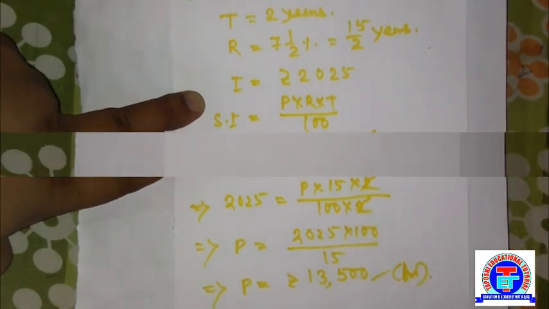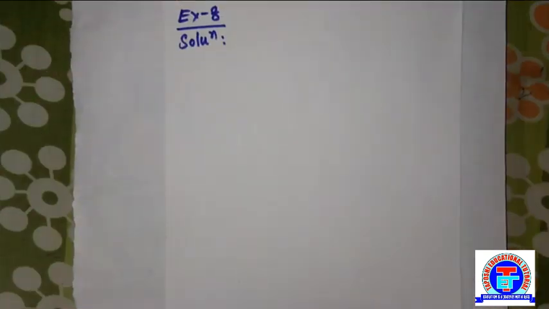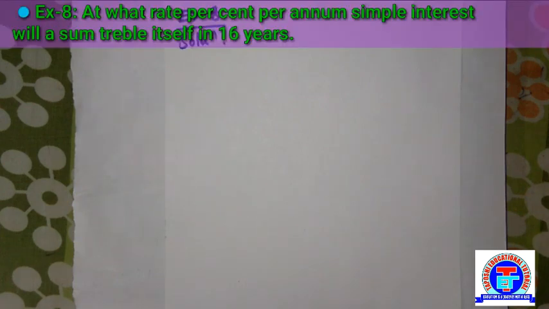Hope you clearly understood. Here we discuss another problem, number 8, regarding this simple interest. So here the question: at what rate percent per annum simple interest will a sum treble itself in 16 years?